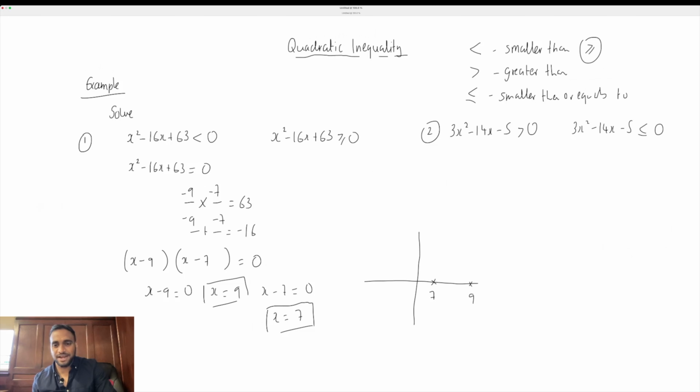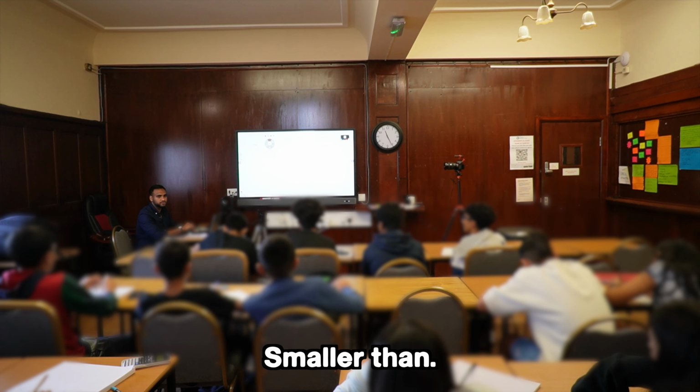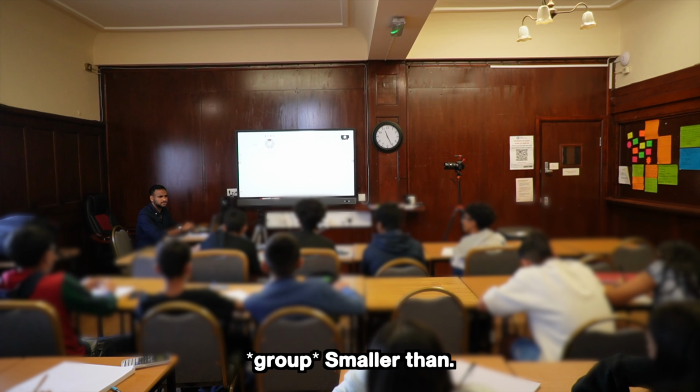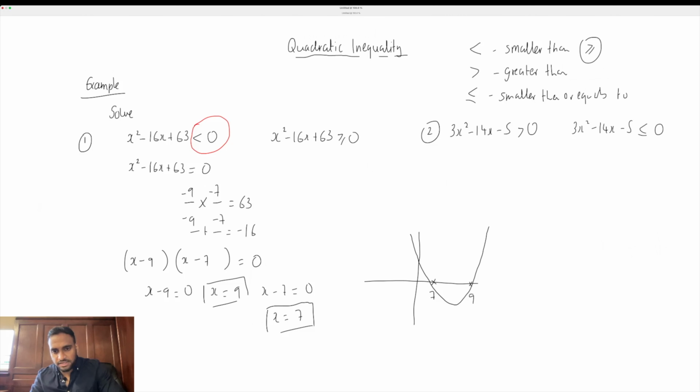So we've got 7 and 9, right? What do we do now? The U shape. So it's a smiley face that goes through these 2 points. That's what it is. Now, what we need to do, remember I said we need to go back to that inequality sign. What does this sign mean here? Smaller than. Is it smaller than or greater than? Smaller than. Smaller than 0, right? This is 0. So if it's smaller than 0, I'm looking at everything below the graph here.